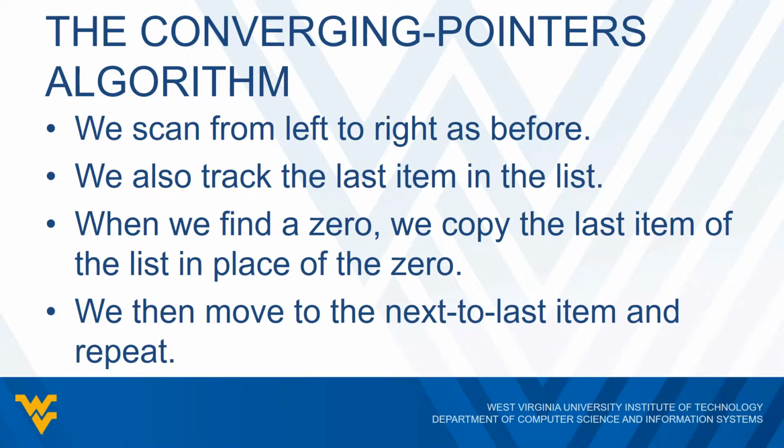So we're going to keep checking to see if we find a zero, and when we do, we're going to copy the next to last item and store it in place of the zero, and we just keep repeating this until we get to the end of the list.